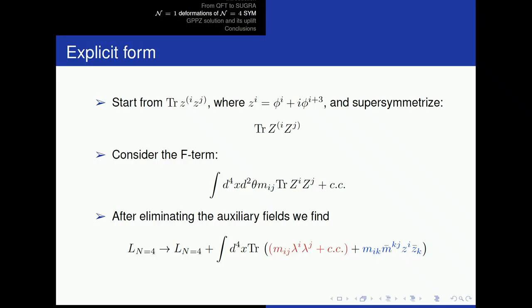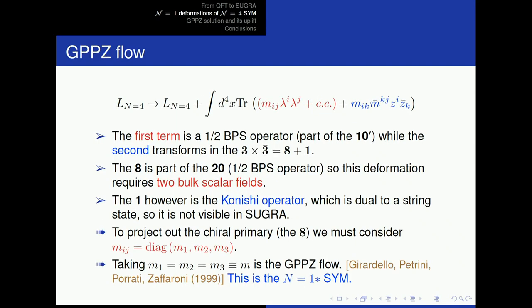So now I deform the theory. I have the N=4 Lagrangian plus these two terms here. The first term in red is what we wanted to do: we wanted to add a mass term for the scalars. But because we integrate out the auxiliary fields, we automatically generate an additional term.